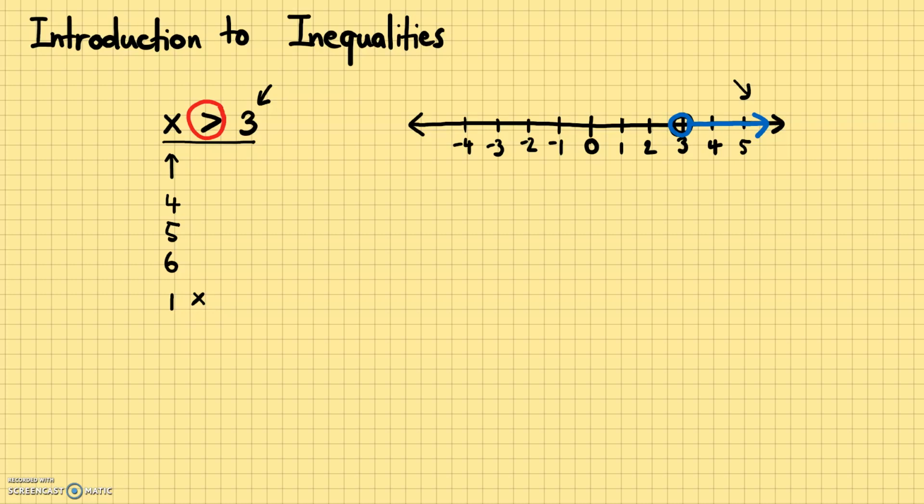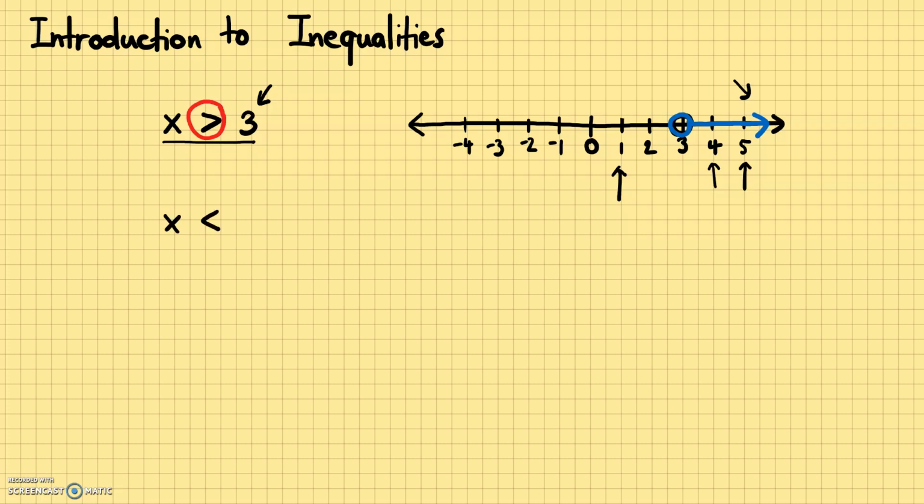So that's why 4 was true. That's why 5 was true, because they're all on this side. But 1 was not true because the 1 is on the other side of that arrow. Right? So when we graph the inequality like this, you can visualize all the possible numbers that will make that inequality true. Okay, let's try another case here.